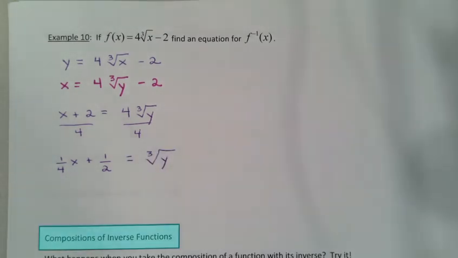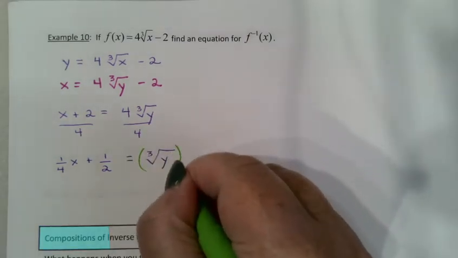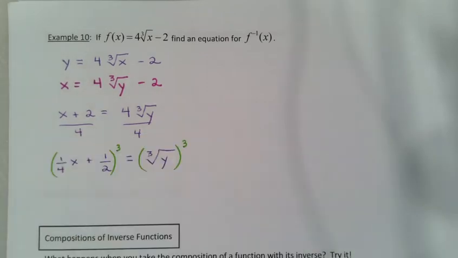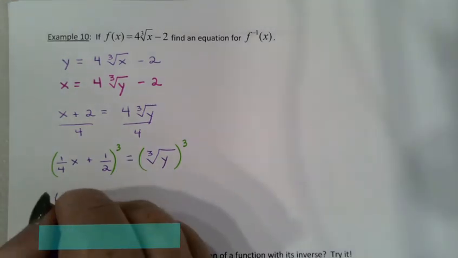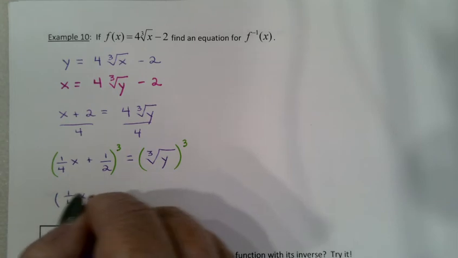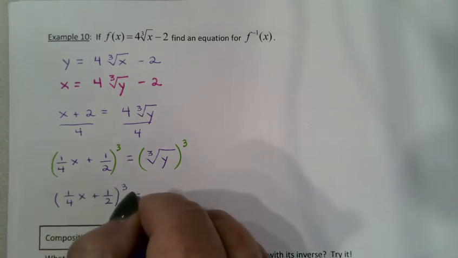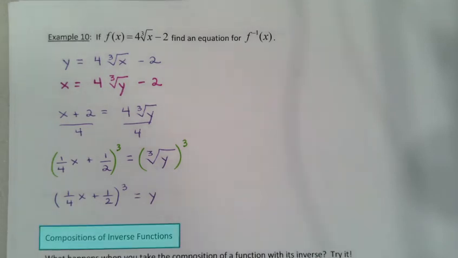We haven't talked a lot yet about radicals this semester, but hopefully it makes sense that to get rid of a cube root, you just raise both sides to the third power. And I'm not going to try and multiply that out. I think it's fine the way it is. I'm just going to leave that as 1/4 x plus 1/2, cubed, is equal to y.